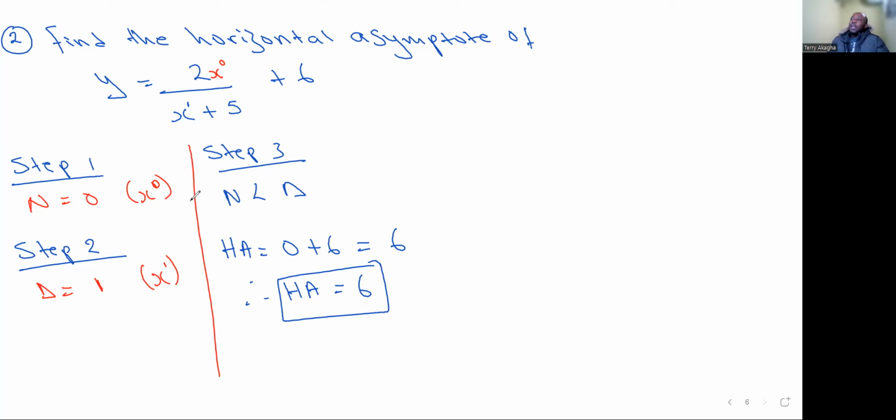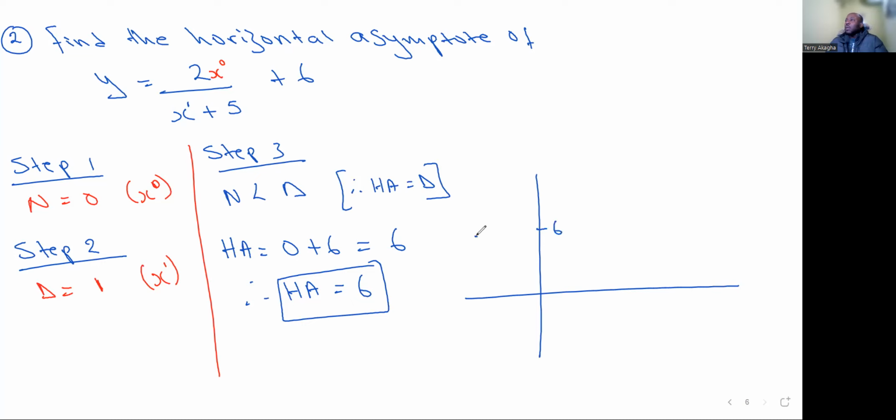So when n is less than d, the horizontal asymptote is equal to the constant, remember I said that. So when I draw this graph, I'm going to show you how to draw this. When you go and sketch this graph, you will notice that the imaginary line is going to be at 6 for this horizontal asymptote.